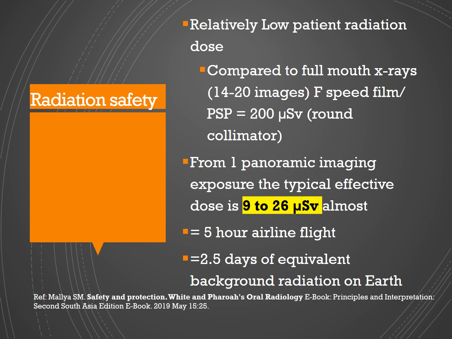When it comes to radiation safety, what do we mean by relatively low patient radiation dose? When we compare it to a full mouth x-ray, for example, 14 to 20 films taken, even if it is an F-speed film or a PSP, it is around 200 microsieverts if you use a round collimator. And when you compare that to one panoramic image, the typical effective dose is just 9 to 26 microsieverts, which in effect is almost equal to a 5-hour airline flight or 2.5 days of equivalent background radiation on Earth. So, if you have understood radiation biology and safety, you will understand what this comparison is about. This is equivalent radiation dosing, and the effective dose is just around 9 to 26 microsieverts. Why is there a range? It depends on machine to machine and the area of exposure.